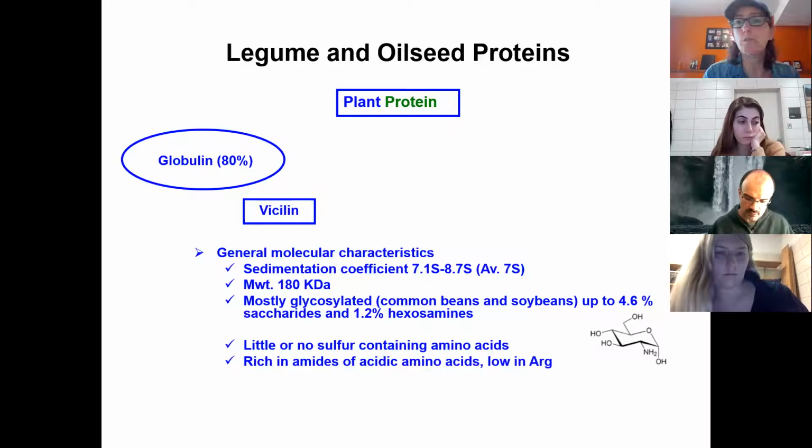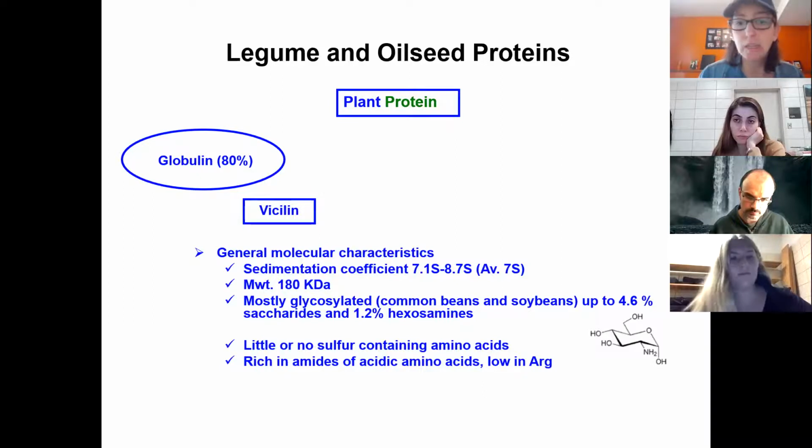That means some of the serine and threonine and amino acids that can be glycosylated are glycosylated, a post-translational modification. It does not have a lot of sulfur-containing groups, so there are no disulfide linkages. And it is rich in amides of acidic amino acids, but low in basic amino acids. So compared to legumin, which is high in arginine, for example, it is low in arginine.